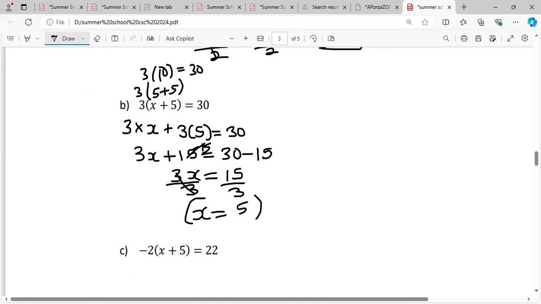This one is a whole different ball game, right? Negative times x plus 5 equals 22. So we are no longer multiplying by a positive number, but by a negative number. So let's look at the difference.